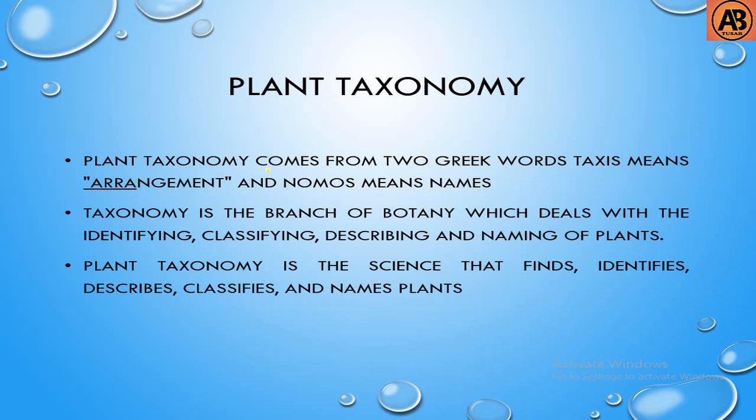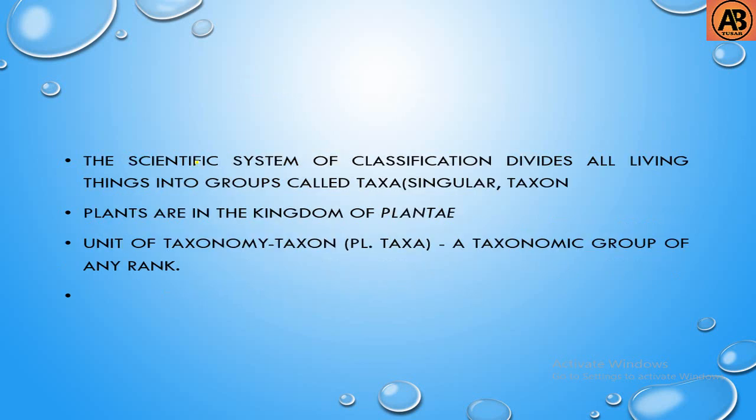Plant taxonomy. Plant taxonomy comes from two Greek words. Taxis means arrangement and nomos means names. Taxonomy is the branch of botany which deals with identifying, classifying, describing, and naming of plants. Plant taxonomy is the science that finds, identifies, describes, classifies, and names plants. The scientific system of classification divides all living things into groups called taxa, singular taxon.